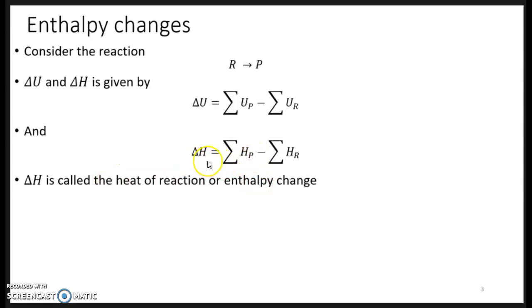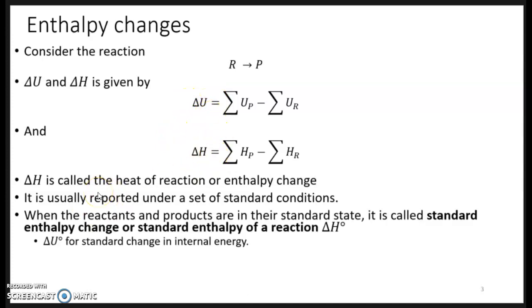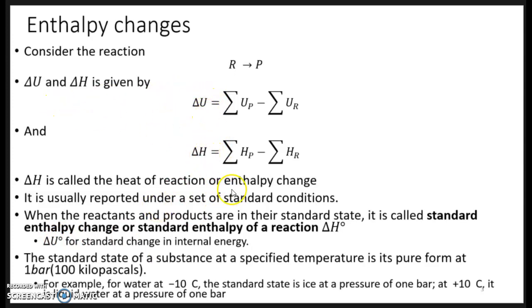The delta H is called the heat of reaction or enthalpy change, and it's often recorded under a set of standard conditions. In chemistry, a standard condition is when the reactants and products are in their standard state. And so once this is reported, we say delta H standard, the naught stands for standard, and delta U standard, we are reporting the change in internal energy. Let's recall U is internal energy, H is enthalpy.